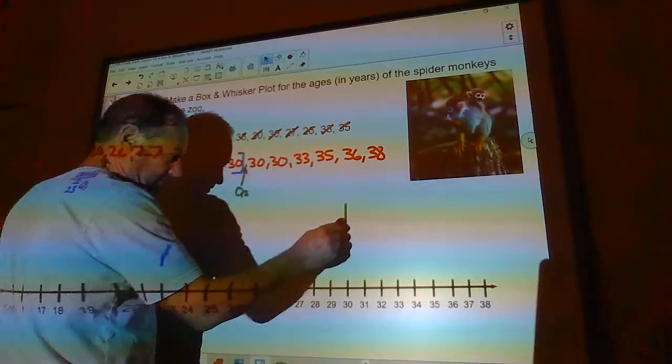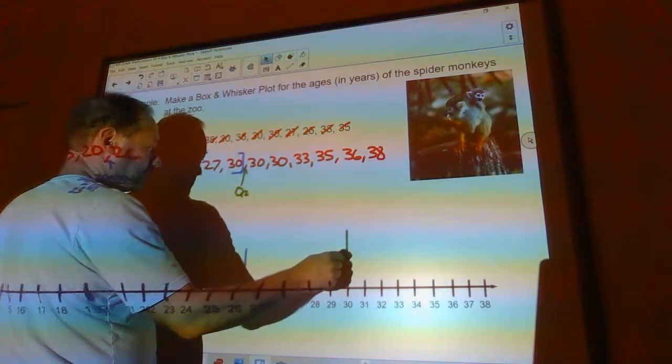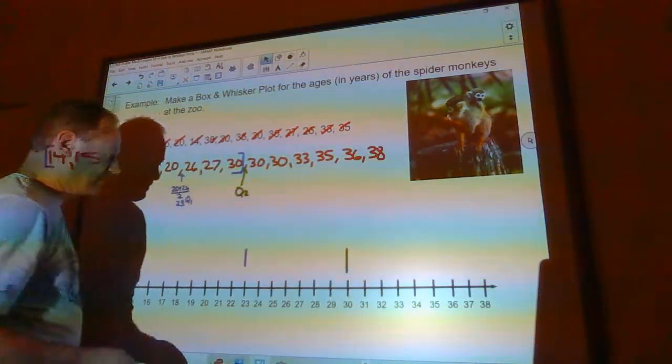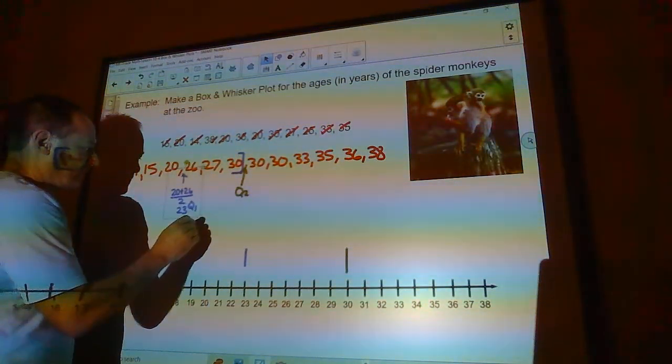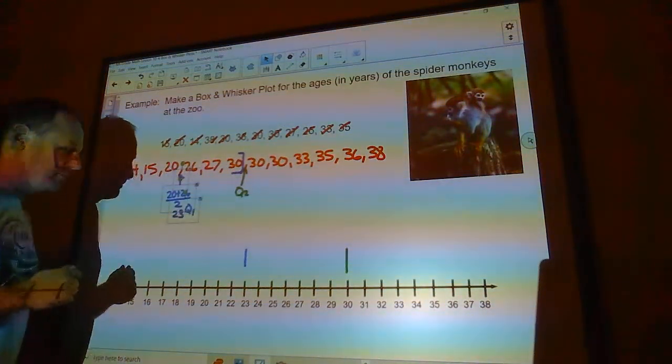Move this down. What was this? This was 30. Move that down. There we go. Now we can make this a little bit bigger again. All right, a little bit more readable now.